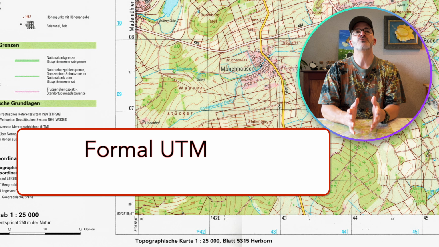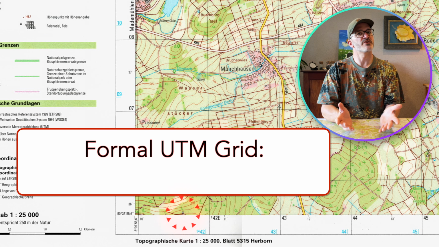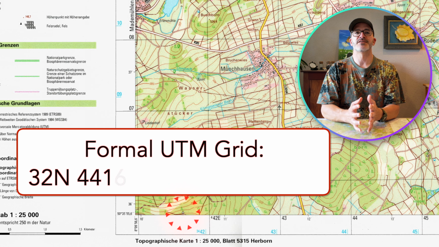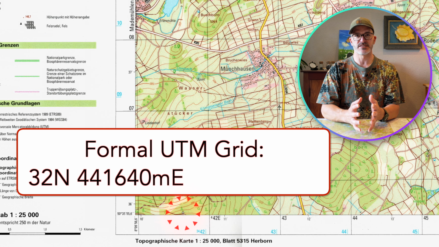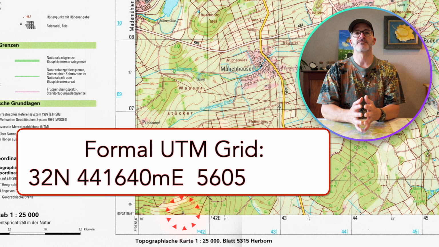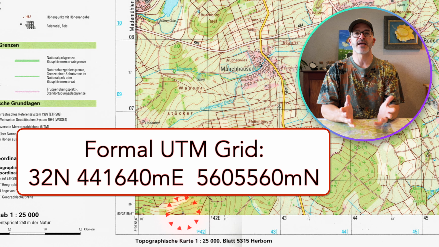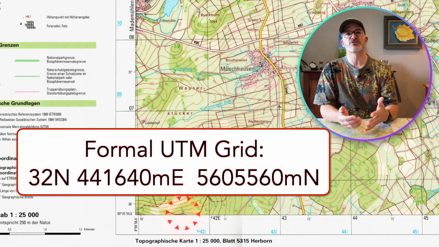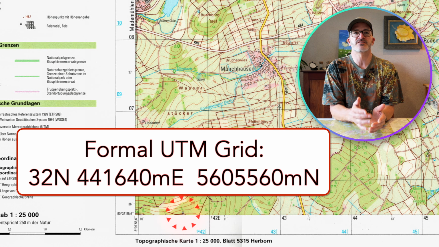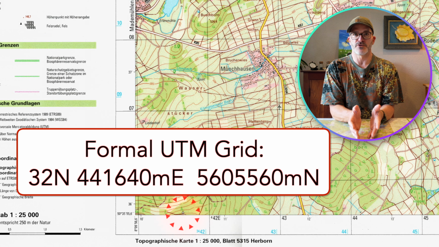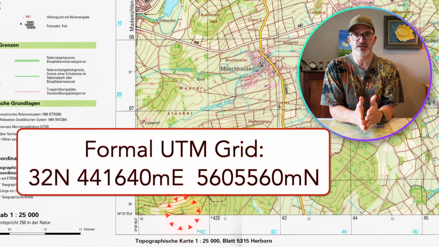The formal UTM grid for this little structure would be transmitted as 32 north, 441640 meters east, 5605560 meters north, which in UTM language essentially means that this little structure lies 441,640 meters to the east of the western edge of grid zone 32 and 5,605,560 meters north of the equator.